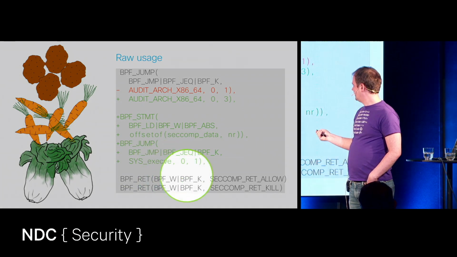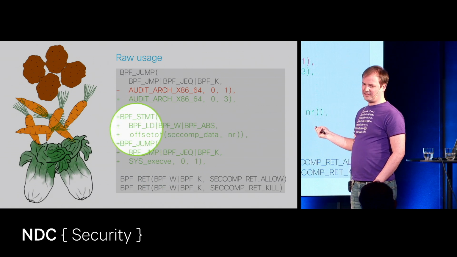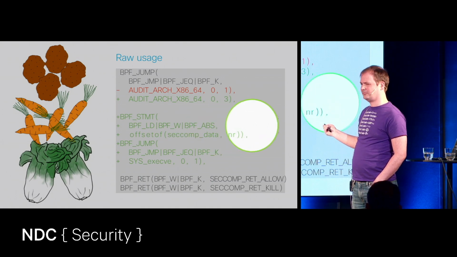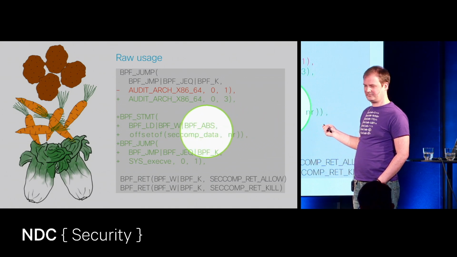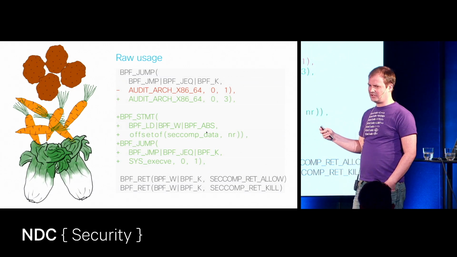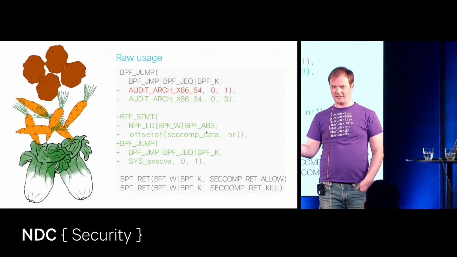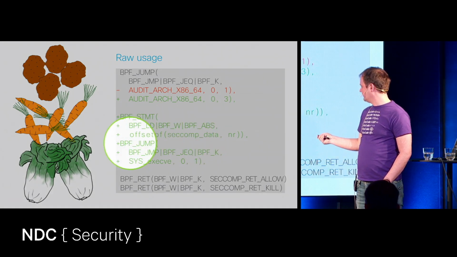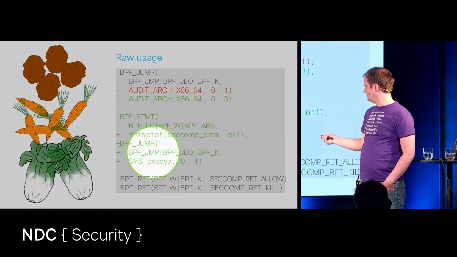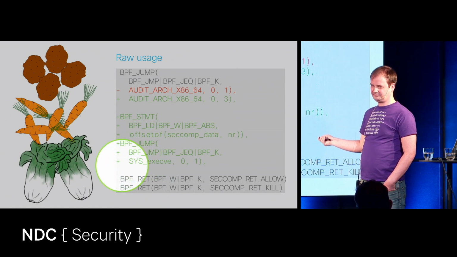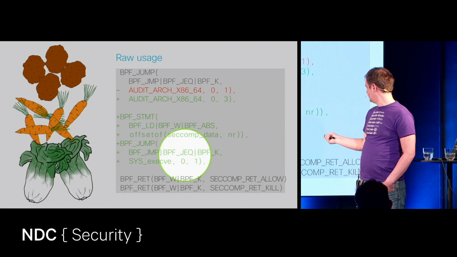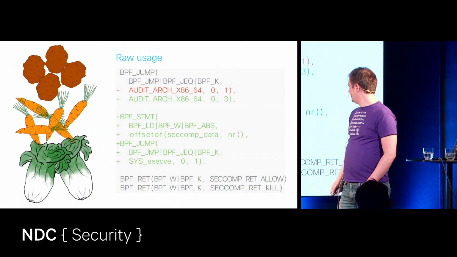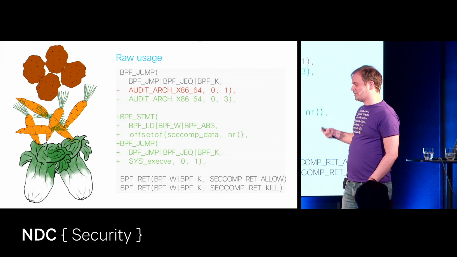If I want to check actual system calls, I do much of the same things. I do a new BPF statement where I load a word from seccomp data, this time the syscall number. So after doing the architecture check, I don't care about the architecture anymore. I load in the syscall number, and I check if that syscall number is equal to sysexecve. If it is, I jump 0, going to allow. If not, I go to kill.